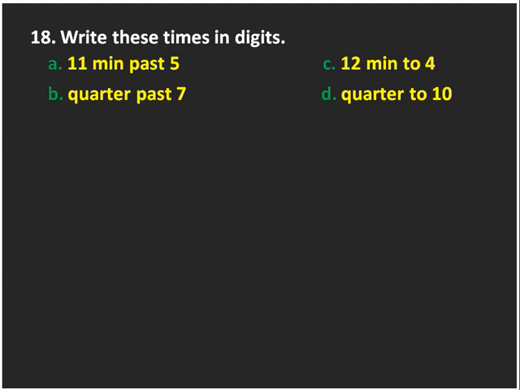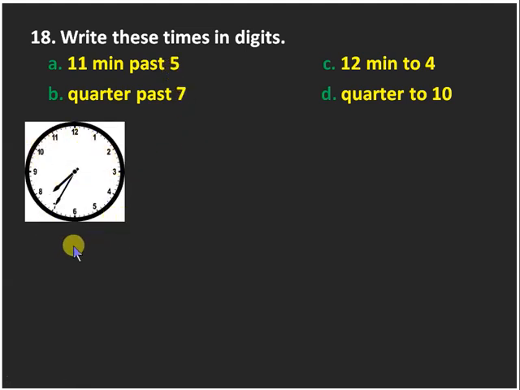Question number 18, write these times in digits. 11 minutes past 5. You have to write all these times in the form of digits. Suppose 11 minutes past 5 means 5:11. Yes, what time is it? Tell me.